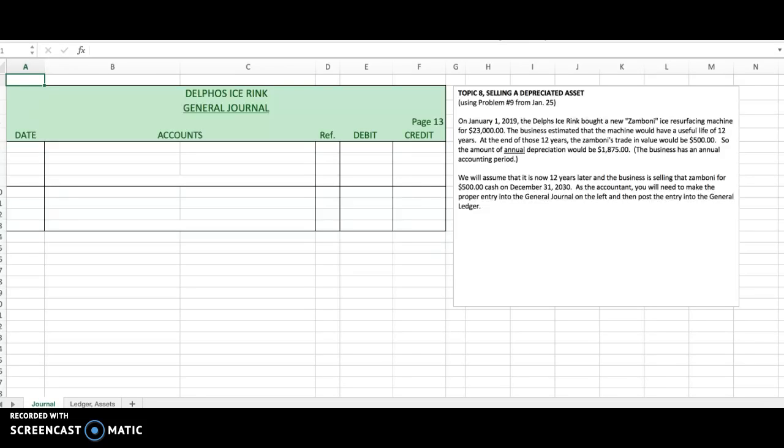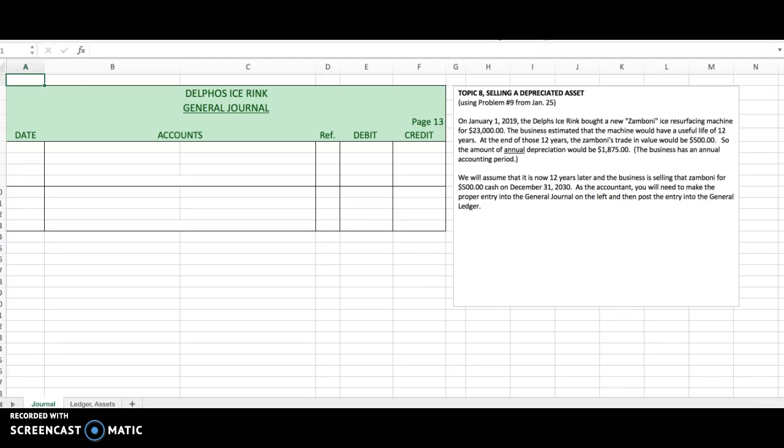You've now had a couple of problems where you had to calculate and then record and then post transactions involving depreciation. So major assets wear out over time, and accountants need to keep track of that so that their books are accurate. So that's a relatively simple task, whether it's annual depreciation or done on a monthly basis. So now we're going to look at the end result of all that.